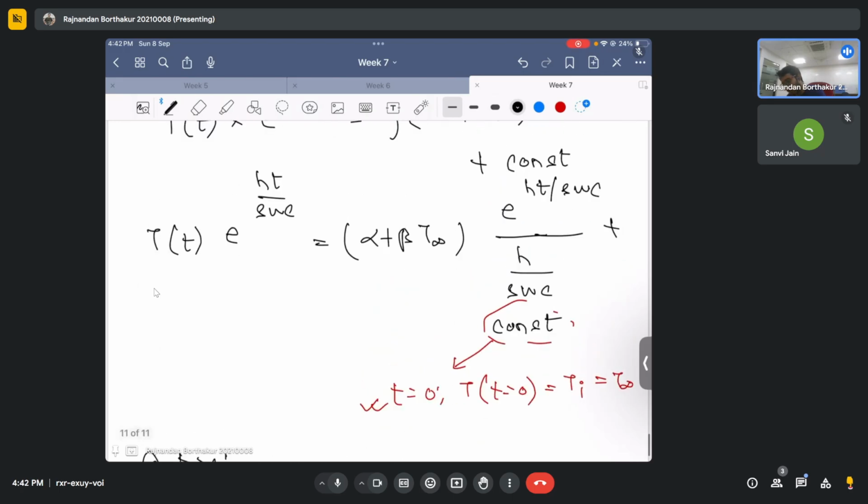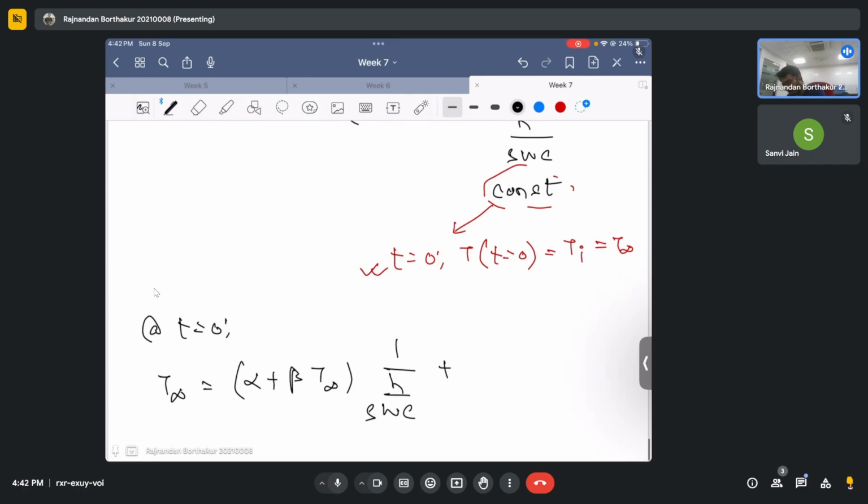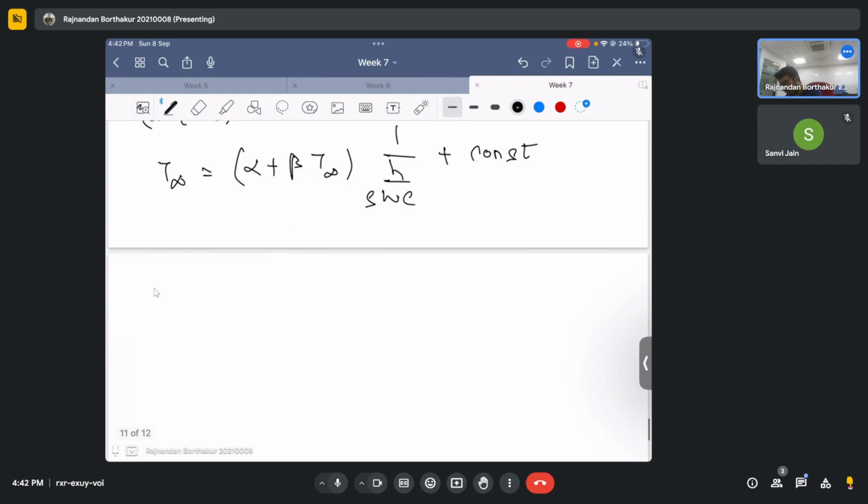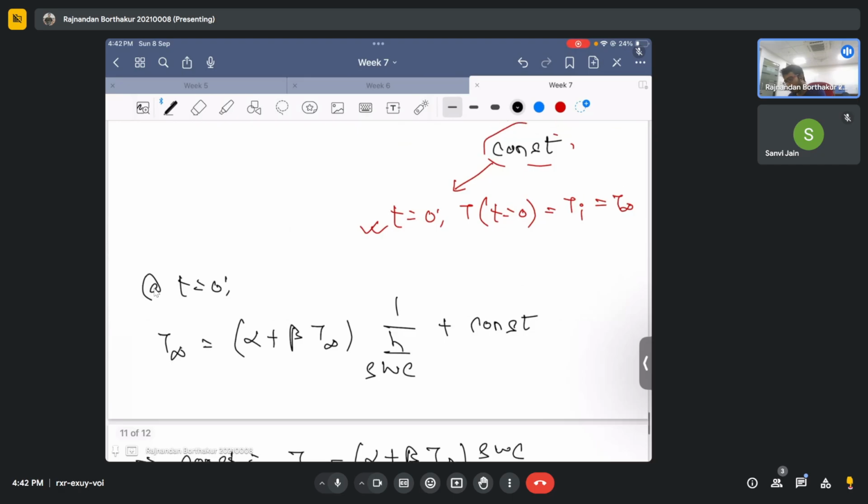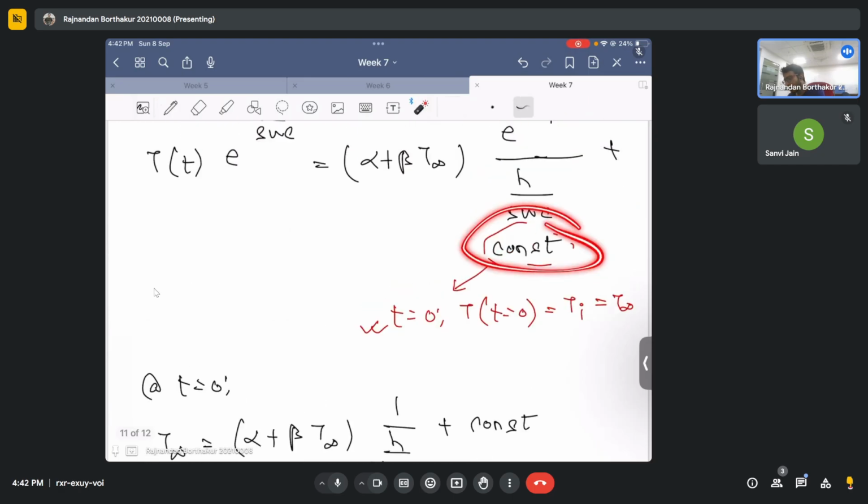Okay, because e power 0 is just 1, and this constant. So the value of this constant is nothing but T infinity minus this bunch of terms, which is alpha plus beta times T infinity, times rho c, and then this is divided by h. So that's all. That's your constant. So once you know this constant, you entirely know what the temperature profile is.